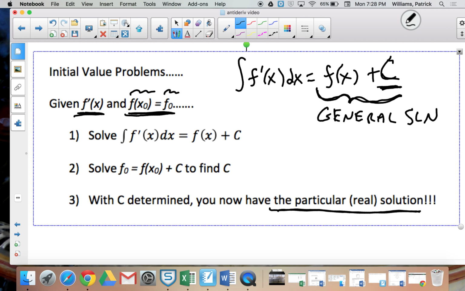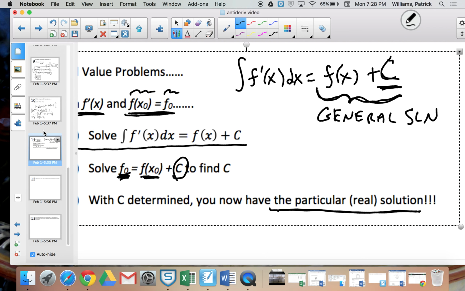So the way that we go about doing this is, first of all, we just solve the indefinite integral. We just do what I did right up there. Then we use this initial condition. We know that at x equals x naught, if we plug that into our function, it will equal this number that I call f naught. We can use this to find what that constant c is. Once we've found the constant c and we have all the pieces to the puzzle, we have the particular or the real solution to the problem. So let's look at an example of this.